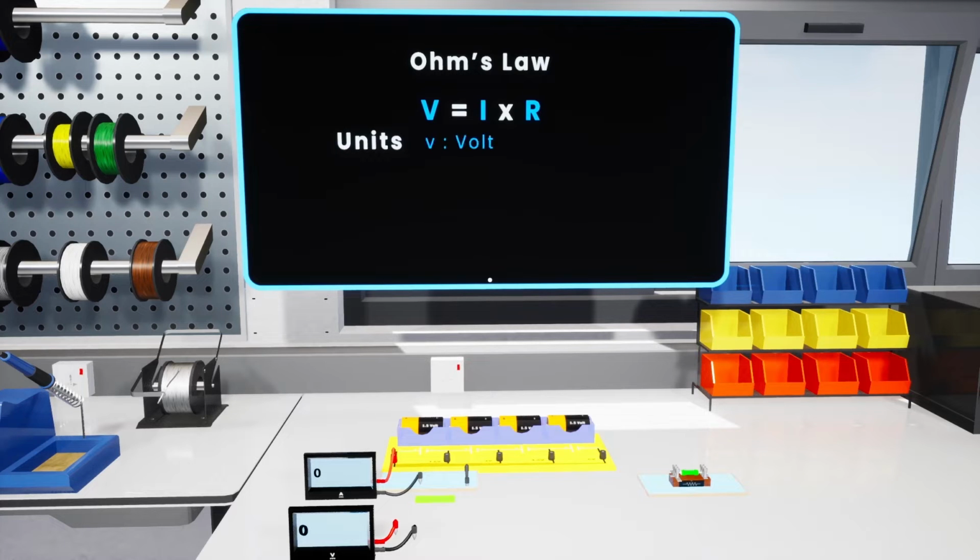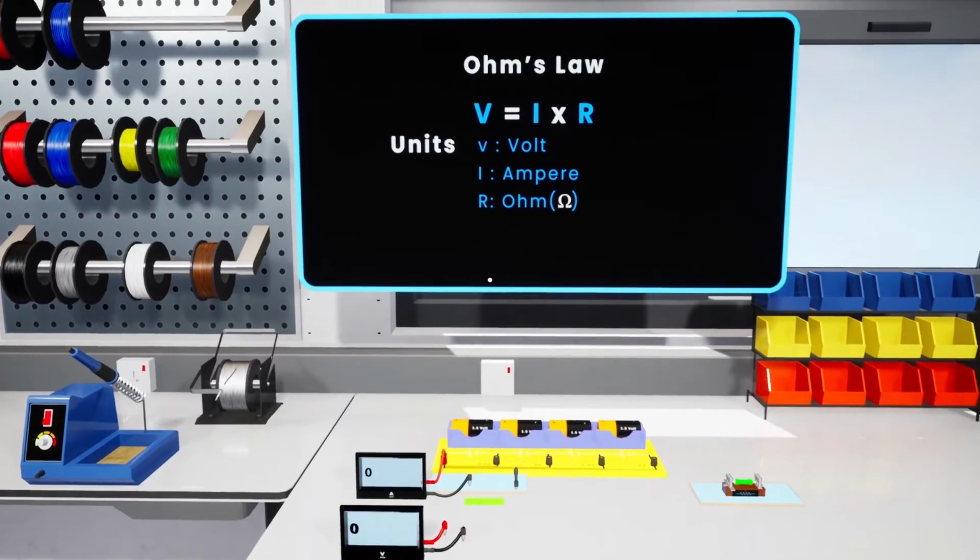Voltage is measured in units of volts. I, which represents the current, is measured in amperes. And R, the resistance, is measured in ohms.